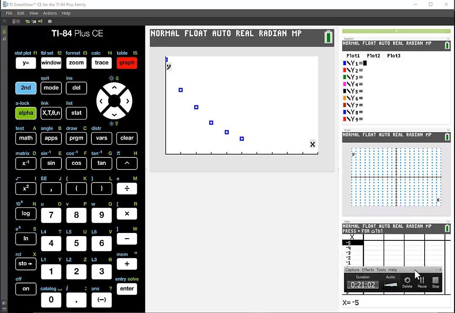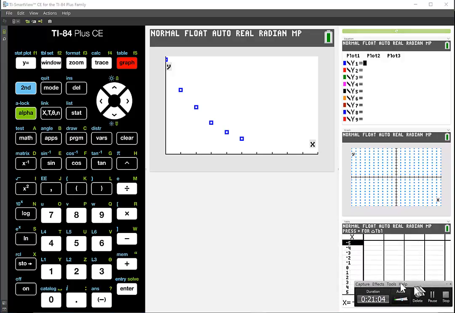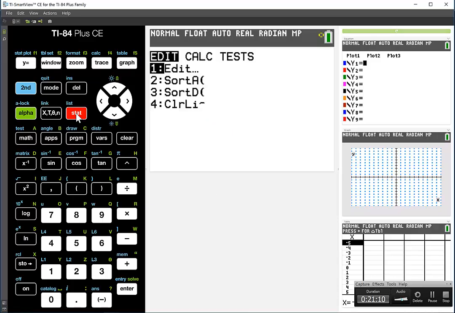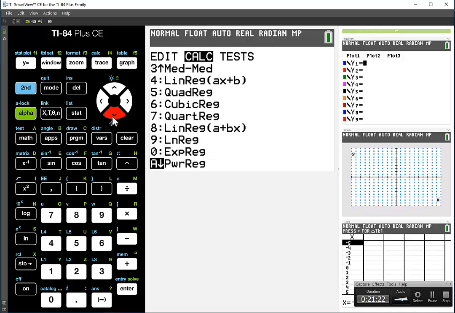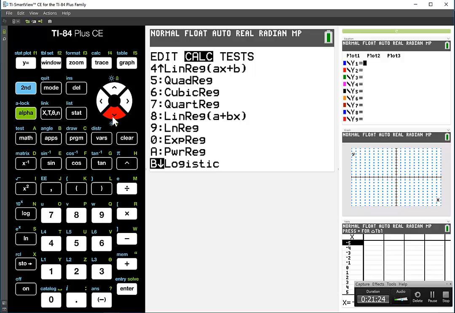The next thing that we're going to do is to try to get a feel for what this looks like. So now we're going to hit the stat button, and now we're going to go over and calculate what these values are. To calculate what these values are, we're going to go down to option 0. You can either arrow down all the way to 0, and 0 is exponential regression, or you can just push the button 0, either one.